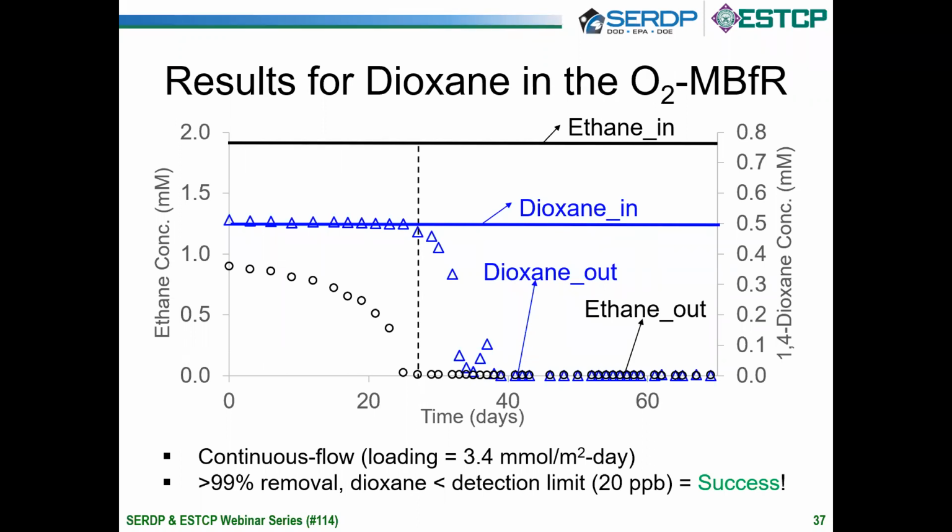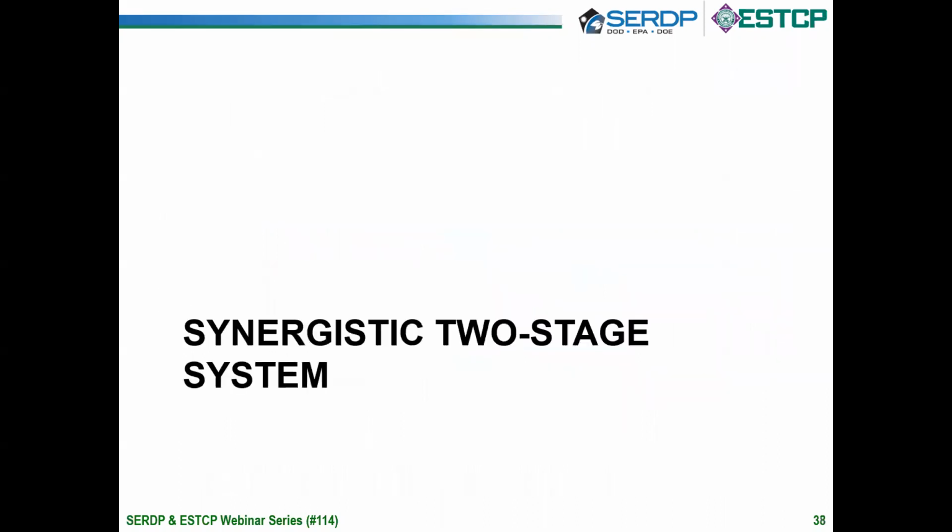Once this happened and we had a good biofilm, you could see what happened to the dioxane. By about 30, 35 days, it was all gone too. So we got greater than 99% removal of dioxane after we had grown a nice biofilm with the ethane. So another big success. Now, we did each part individually.